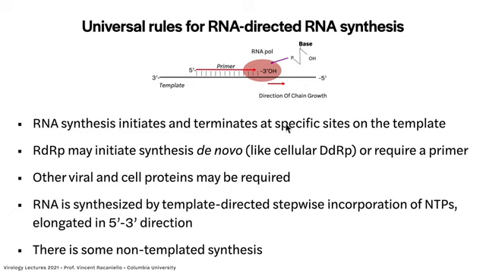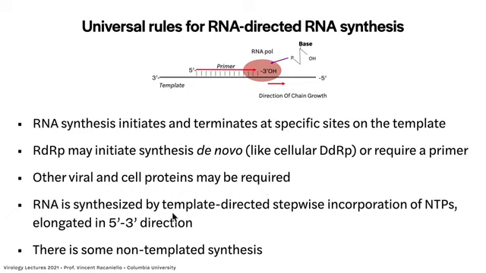So synthesis initiates and terminates at specific sites. Sometimes the polymerase initiates de novo, which means it doesn't need a primer. And our cellular DNA-dependent RNA polymerase, the one that makes mRNAs, it doesn't need a primer either. Sometimes the RNA polymerases do require a primer. And you need other viral and cellular proteins typically in order to carry out this process.